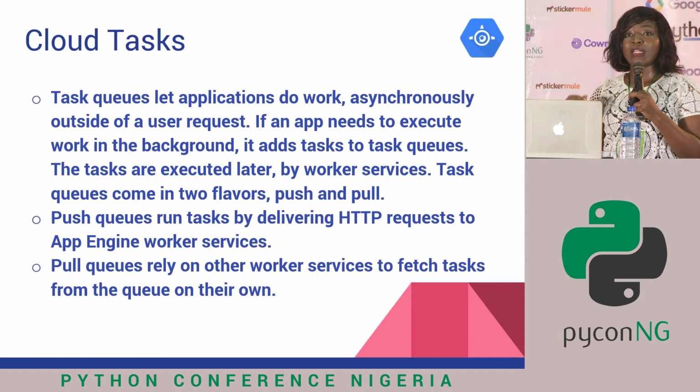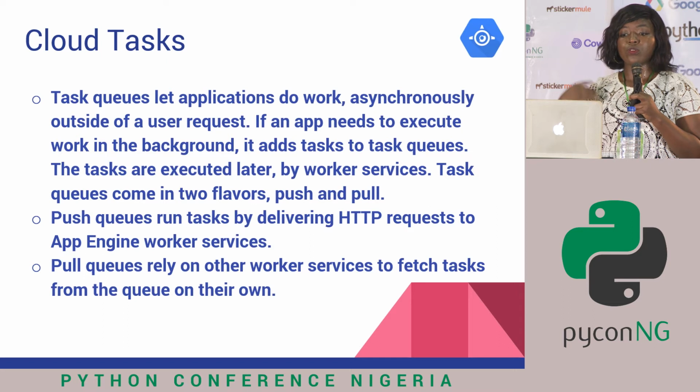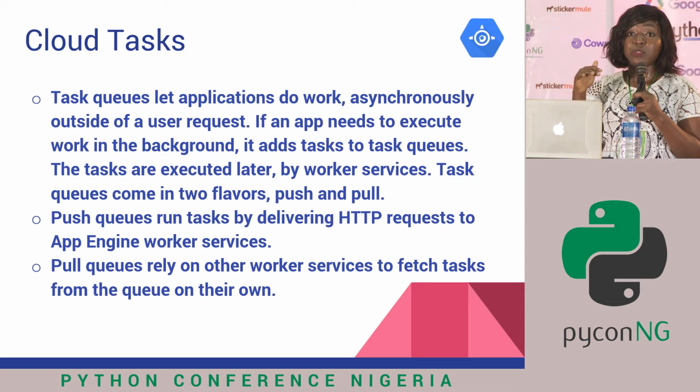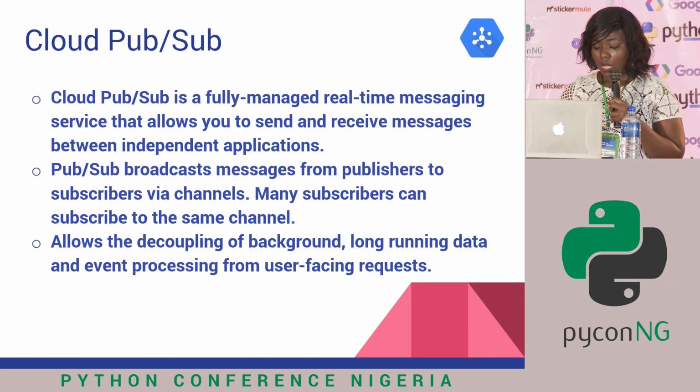However, for pull queues, you can kind of state when it would run. So pull queues rely on others. When it is time for it to run, then it starts. So you rely on other worker services to fetch tasks from the queue on their own. I'll go to Cloud Pub/Sub.